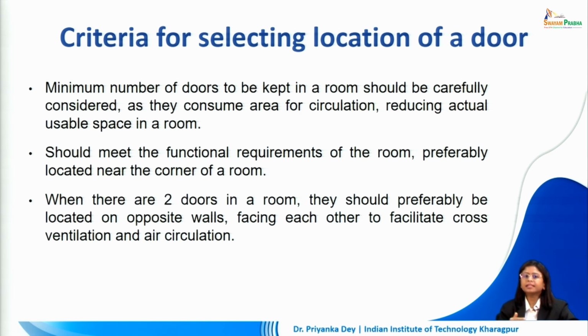Another factor is that the functional requirements of the room should be fulfilled. So that way we would prefer to locate the door in the corner of the room because it creates the least amount of disturbance in placing of furniture or doing the functions or activities in that space. Now when there are two doors in a room, we should preferably locate them on opposite walls facing each other in such a way that we can have cross ventilation or air circulation in this room.